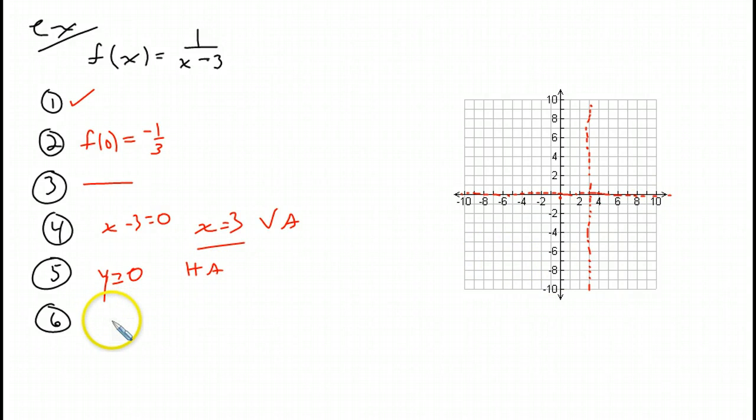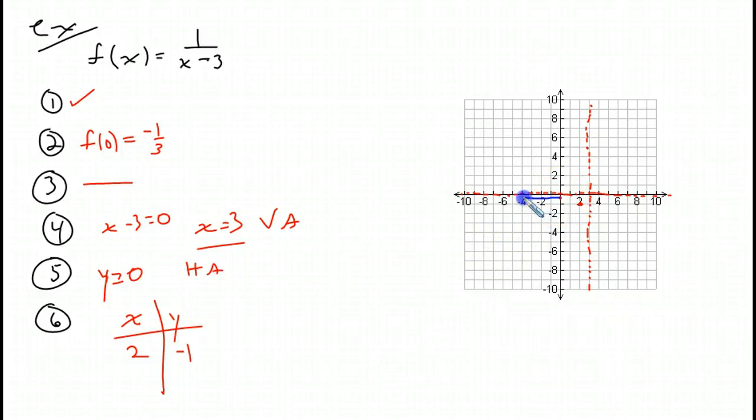And now step 6, plot extra points. I don't really know exactly what happens on this side of my vertical asymptote. It's probably going to go down, but I don't really know. So I'm going to see what happens on the 2. I'm just going to make a little table to help myself out. If I plug in 2, 1 over 2 minus 3, 2 minus 3 is negative 1, so 1 divided by negative 1 is negative 1, so I have 2, negative 1.